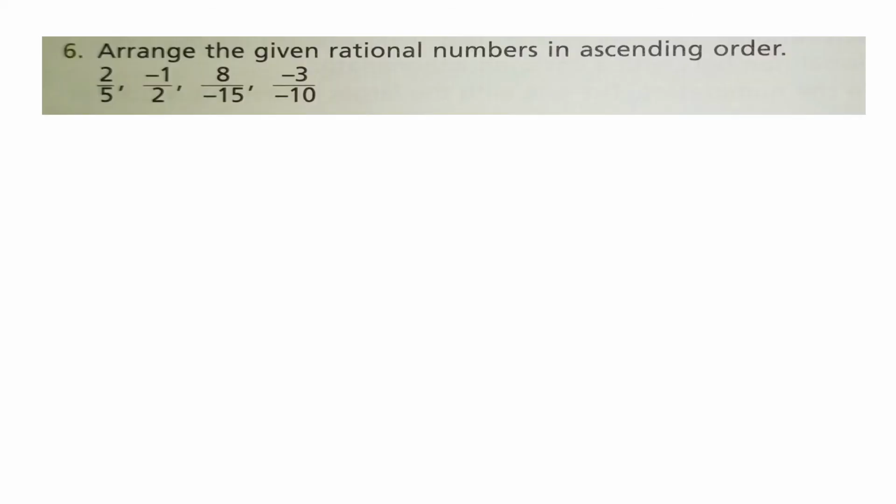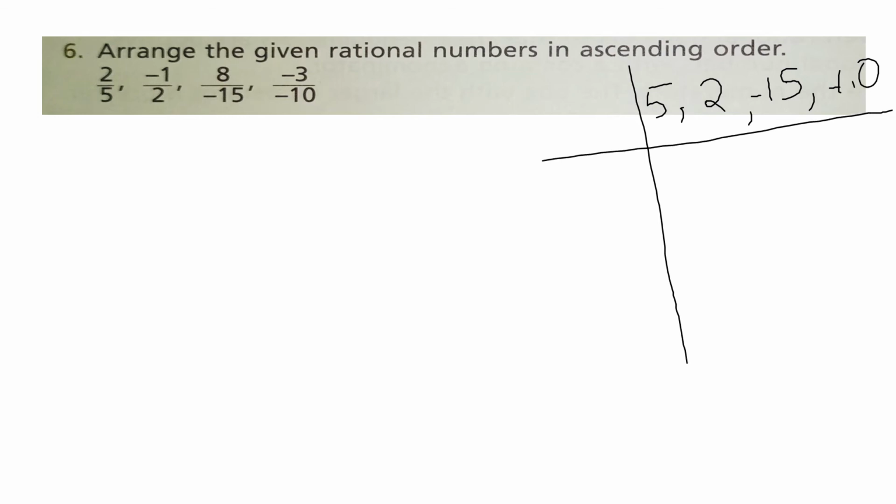Arrange the given rational numbers in ascending order. Ascending order means from smaller to greater. So again first you have to make their denominators the same, then you can compare them. So how can we make their denominators the same? We can take the LCM of all the denominators, the least common multiple, so that we can convert them into the same number. So let's do it with 5.